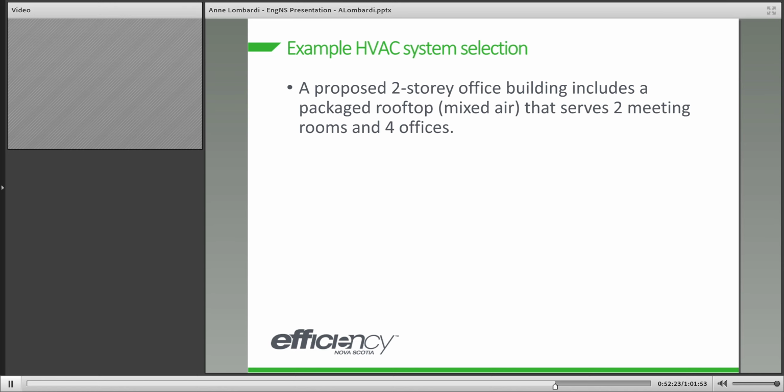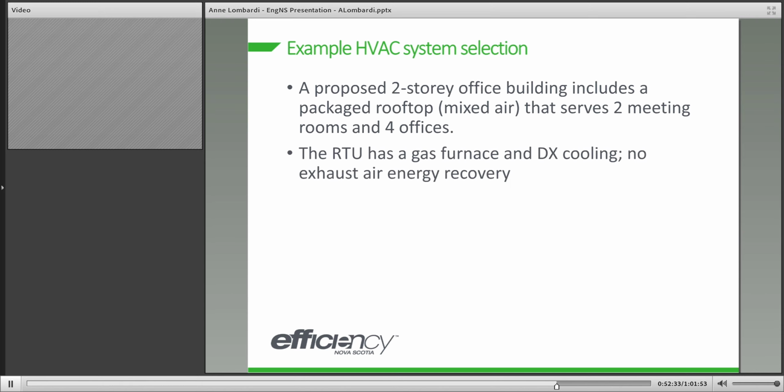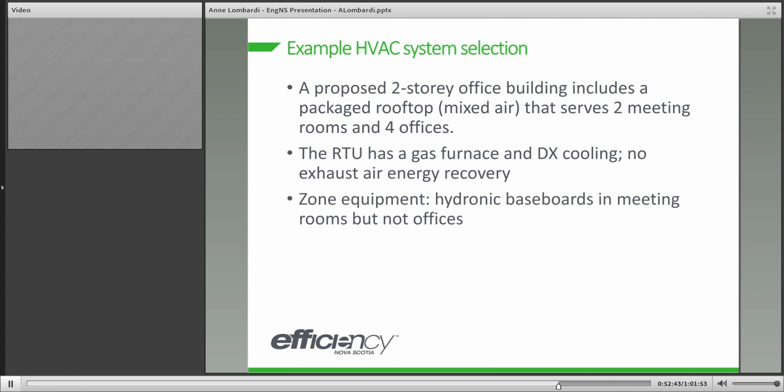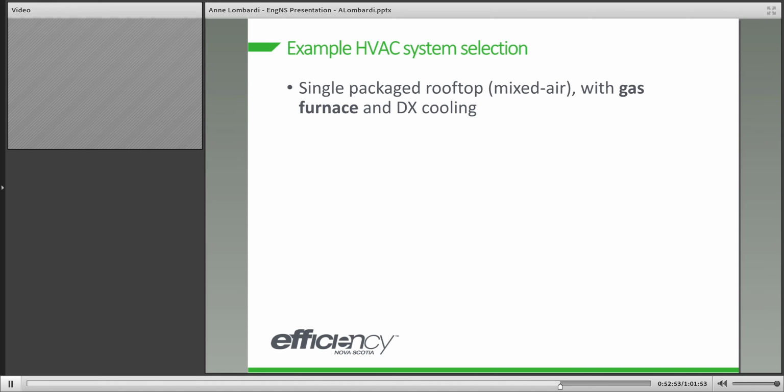Okay, now that we have all that information, I want to go through an example system selection for our HVAC system. So this is our building. We have a proposed 2-story office building. It includes a packaged rooftop serving mixed air, so the fresh air is in there. And this rooftop is serving 2 meeting rooms and 4 offices. The rooftop has a gas furnace and DX cooling, and the proposed rooftop does not have exhaust air energy recovery, unfortunately. That happens, right? In the zones, we have hydronic baseboards in the meeting rooms, but not in the offices.